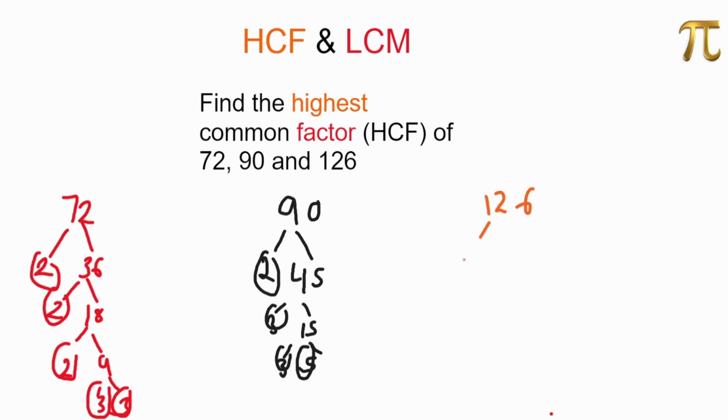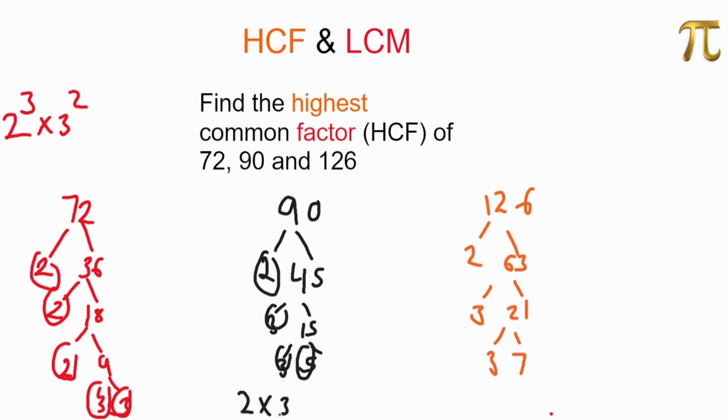And now you have 126. How can you reduce this? 2 and 63, 3 and 21, and 3 and 7. So, writing this out, for 72 you're going to have 2 times 2 times 2 times 3 times 3, so 2 cubed times 3 squared. For 90, you're going to have 2 times 3 squared times 5.